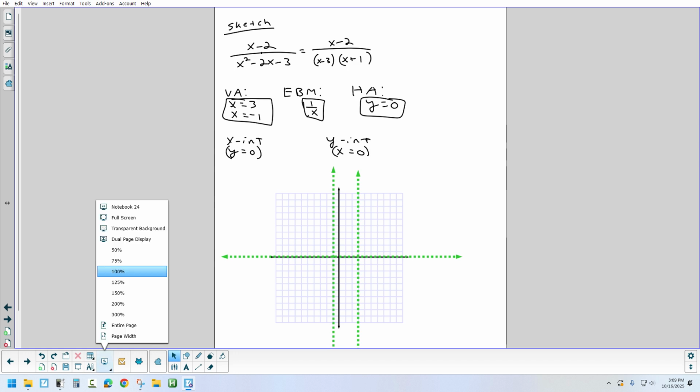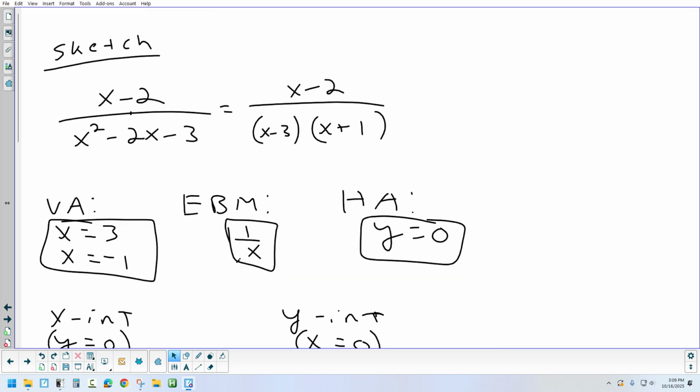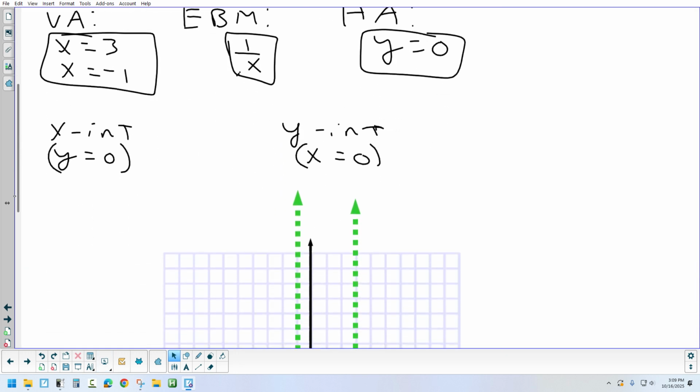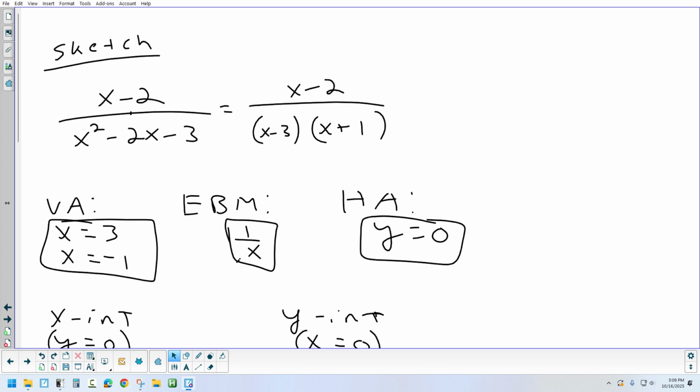Okay, let's finish up with our intercepts. Okay, x-intercept. That's when you let y equal 0. Right? So y would be on the left side. If you set your fraction equal to 0 and solve it, what would you get for x?